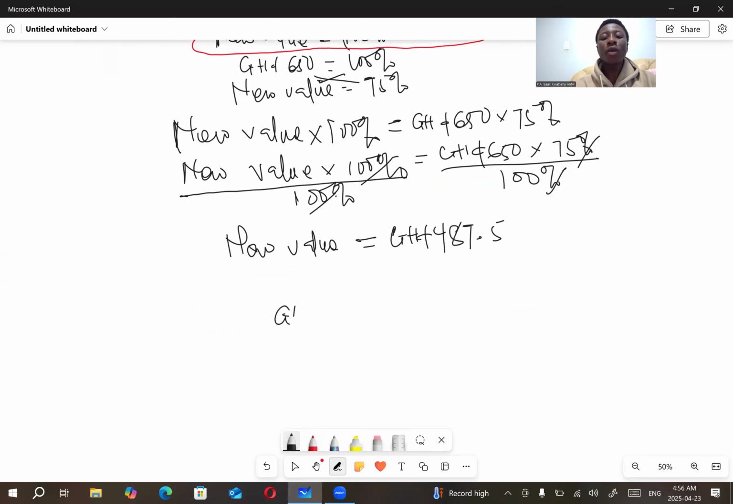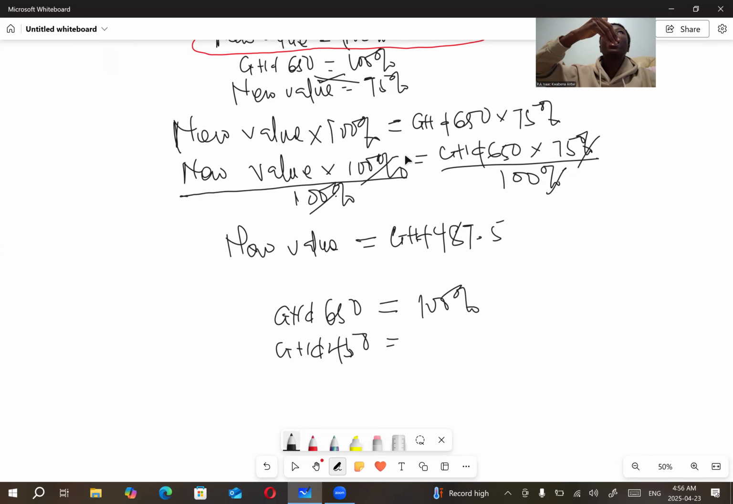what is the original cost of the radio? I said he bought it for 650, right? And I said original cost is equal to 100%. And after 1 year, the cost of the radio now is what? 450 Ghana cedis. And the question I'm asking is, how much in percentage has the price of the radio reduced? Or in other words, what is the depreciation rate? Most questions will just say, what is the depreciation? We are asking you for the rate. So after 1 year, the cost of the radio is 450. So 450, what is the depreciation rate?